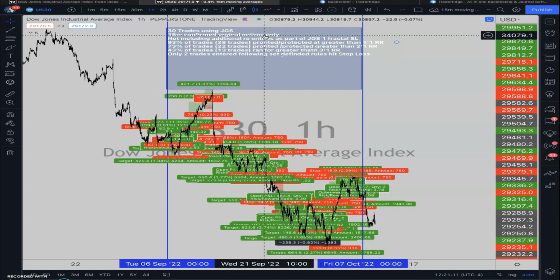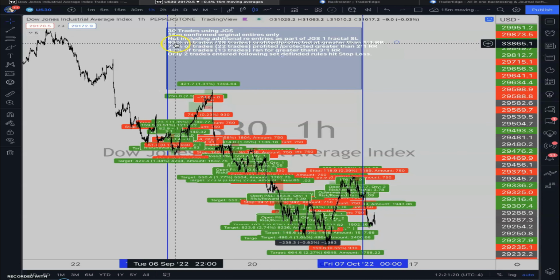Hey, what if you see a great move happen, but you miss it? How do we take those re-entries, right? This strategy actually gives you those as well. So not including any of those, just the original only. 93% of those trades, 28 to be exact, closed with or protected greater than a 1-to-1 risk to reward ratio.